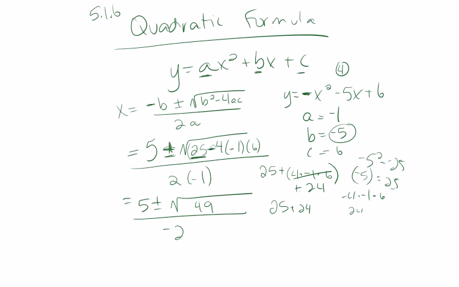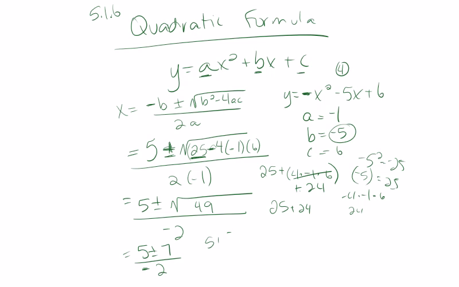Okay, so now I'm going to simplify. Well, what is the square root of 49? We have an answer for that. 7. So 5 plus or minus 7 over negative 2. Sometimes I can't find any answer. Like if this was 47, not 49, then my answer would be 5 plus or minus the square root of 47 over 2. Like that would be done. But because 49 has a square root and it's 7, I can keep going.